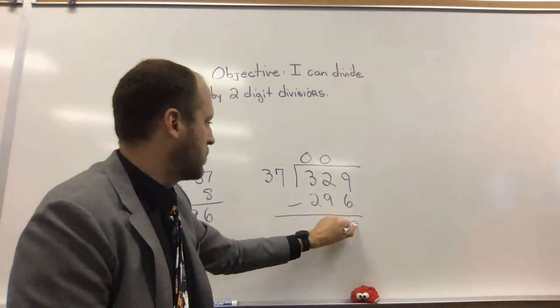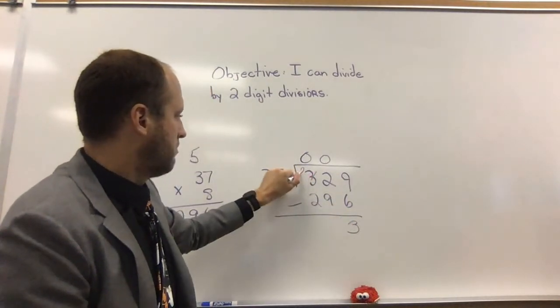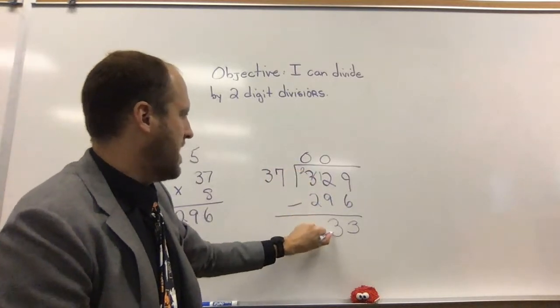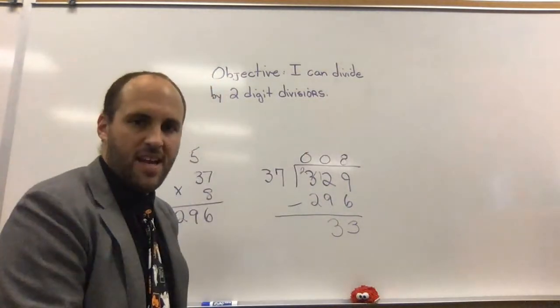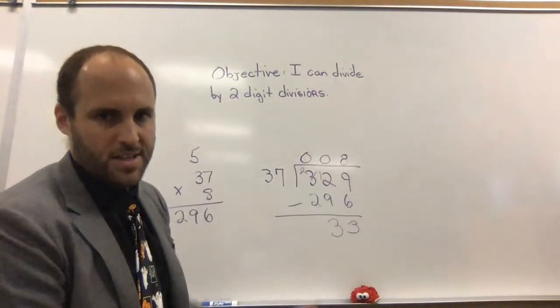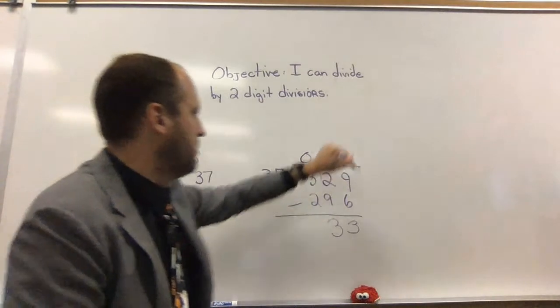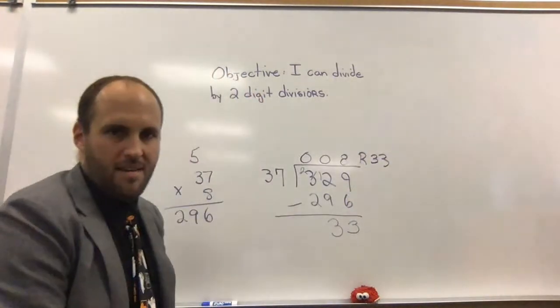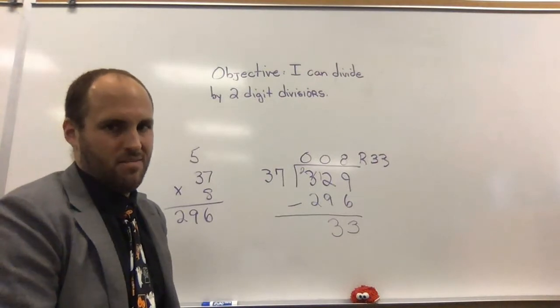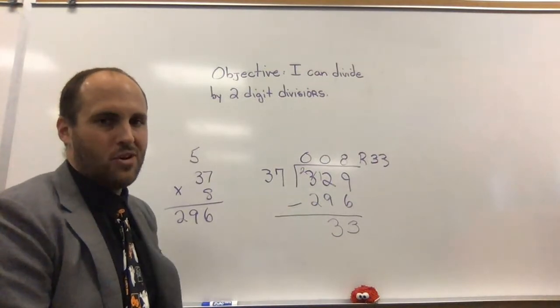9 minus 6 is 3. Oh, and look at that, friends. It came out to 33, so that means I know I can put my 8 there, which should already be there ahead of time, by the way. Mr. Pandemic skipped a step. And notice your remainders get bigger as the numbers get bigger sometimes. So we have 8 remainder 33 here.